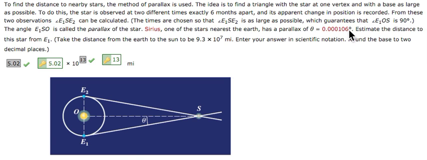0.000106 degrees. I can understand how the parallax could be used if you were standing on the Earth somewhere and you wanted to figure out where that star was, and so the parallax is the angle measure that you have to look out.